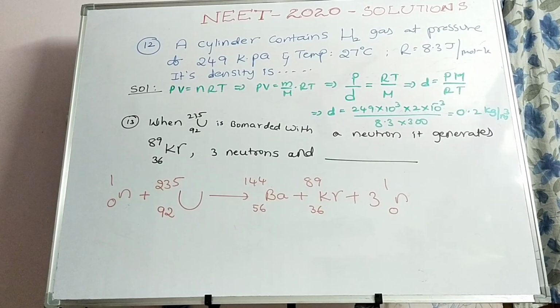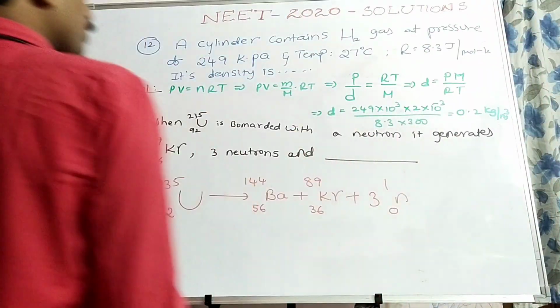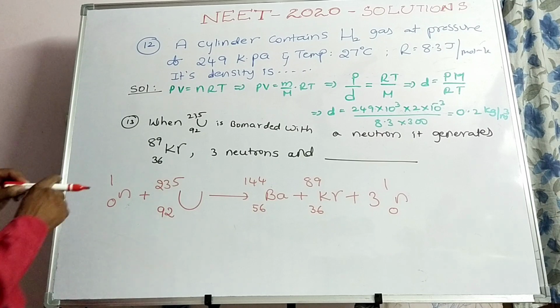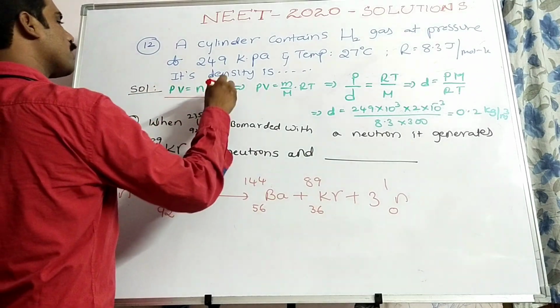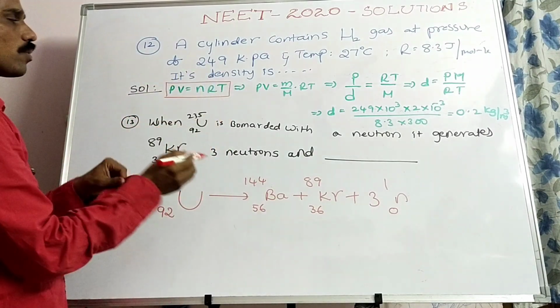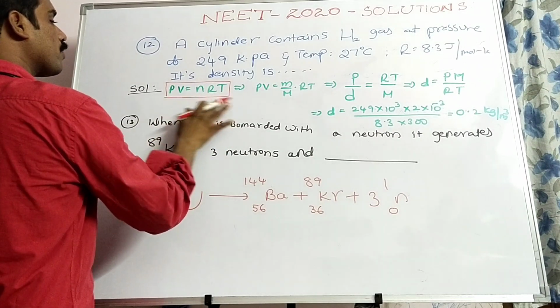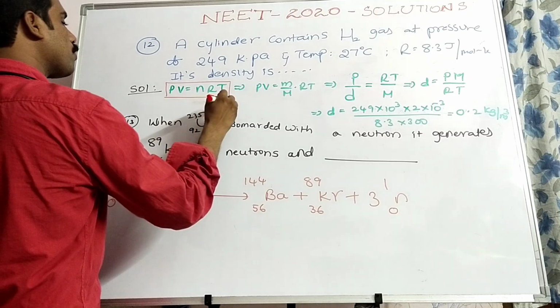Now here we have question number 12. A cylinder contains hydrogen gas at a pressure of 240 kilopascal and temperature 27 degrees Celsius. The universal gas constant is given as R is equal to 8.3 joule per mole Kelvin. We have to find its density. According to the ideal gas equation, PV is equal to nRT, also called the equation of state, and density d is equal to mass by volume.